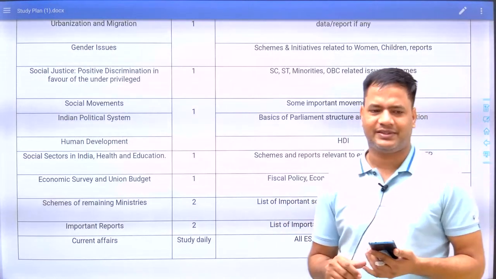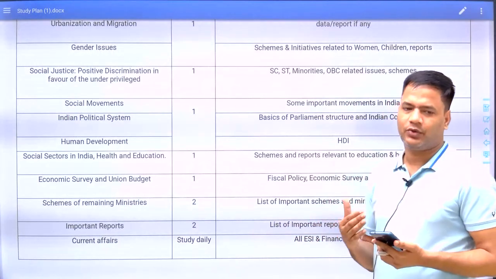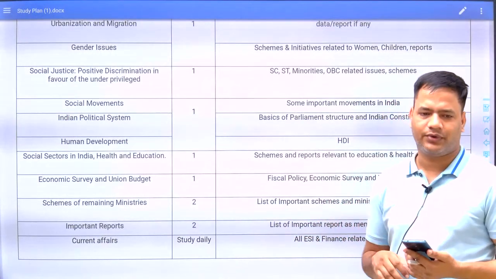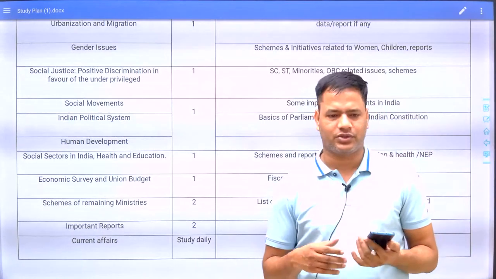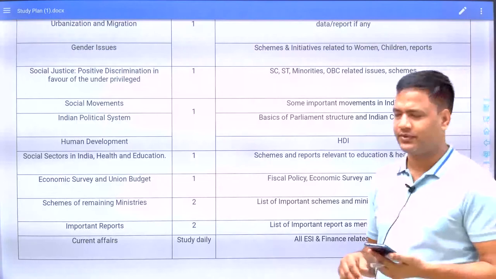All those who have less time, allocate more time to the government schemes, because there is a lot of data, facts and figures you have to cram, because in this exam they just ask facts and figures from the schemes.